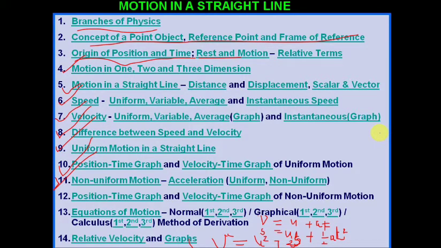So today we will just discuss two topics. First one is what are the branches of physics, and second one is the concept of point, object, reference point and frame of reference. So what are the branches of physics? The most important branch of physics is mechanics. It is studied in your class, and there are two branches of mechanics.